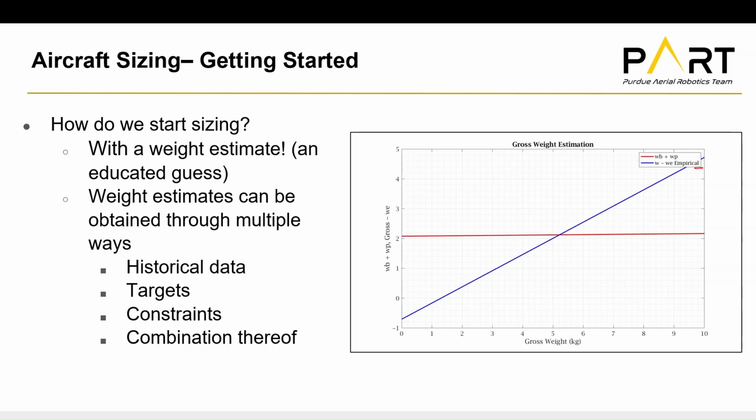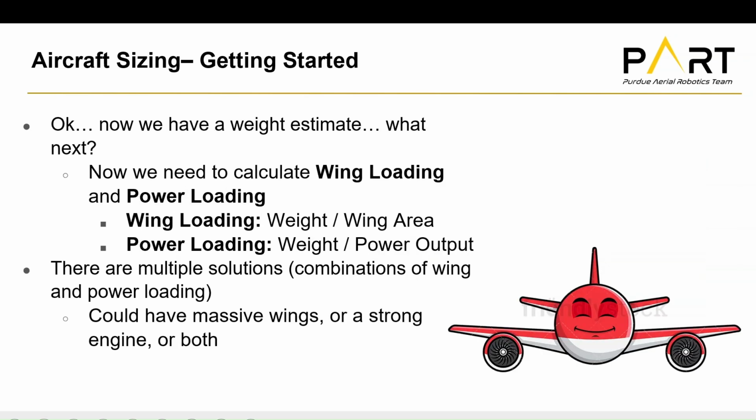Because it'll change. So we have our weight guess, right? What do we do with that? Okay. Well, we need to calculate our wing loading and our power loading. And wing loading is defined as the weight over the wing area, and power loading is defined as the weight over the power output. Okay. So since your wing area is in the denominator, as you have a larger wing area, your wing loading goes down. So a higher wing loading is a lower wing area for the amount of weight you have, right? So your wings are carrying more, they're working harder.